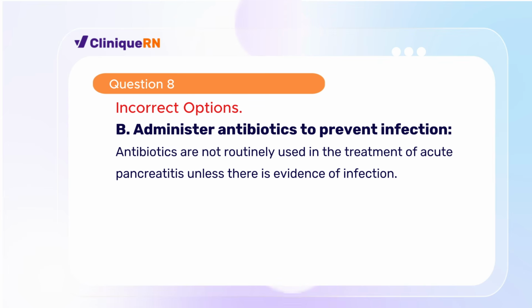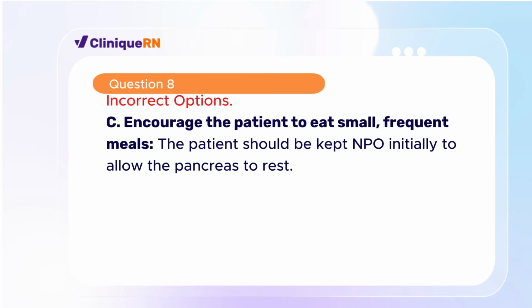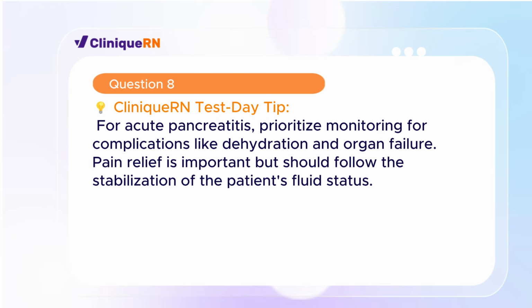B. Administer antibiotics to prevent infection. Antibiotics are not routinely used in the treatment of acute pancreatitis unless there is evidence of infection. C. Encourage the patient to eat small, frequent meals. The patient should be kept NPO initially to allow the pancreas to rest. CliniqueRN Test Day Tip. For acute pancreatitis, prioritize monitoring for complications like dehydration and organ failure. Pain relief is important, but should follow the stabilization of the patient's fluid status.